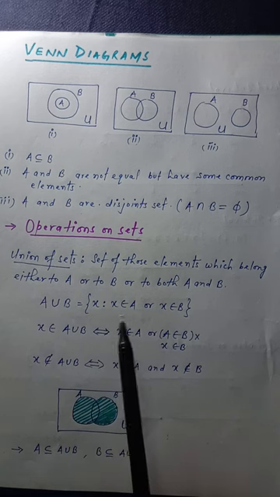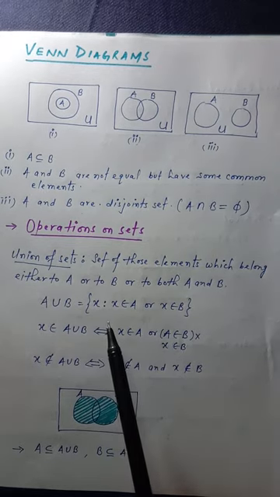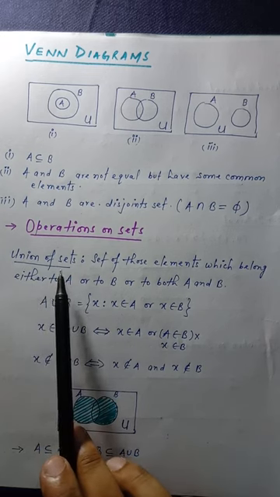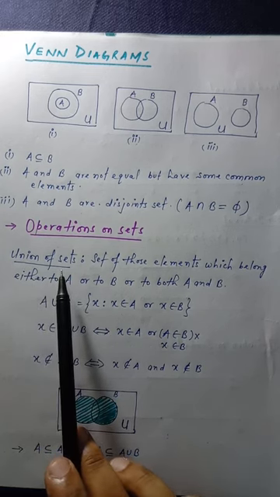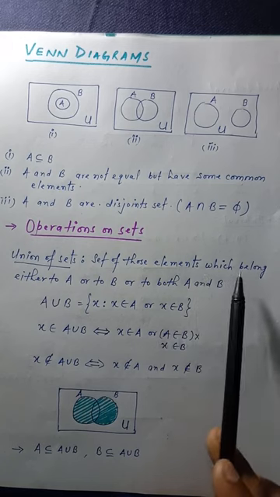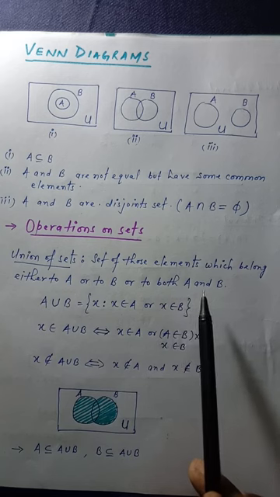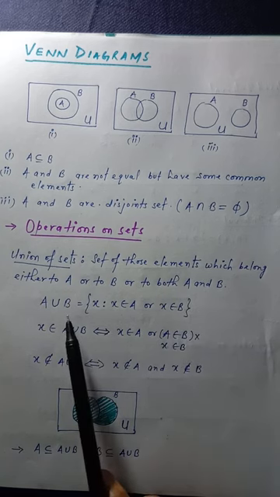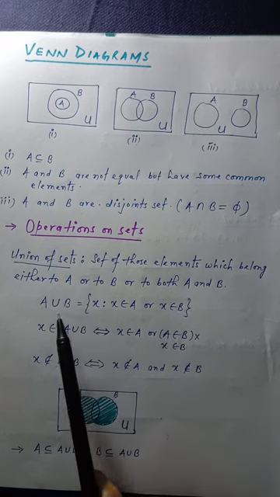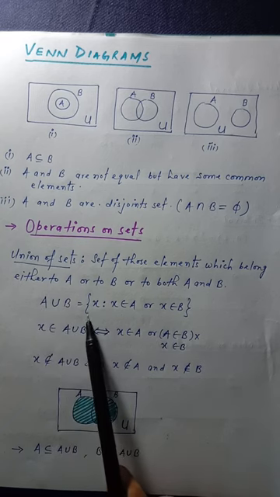Now come to the operations on sets, and we will take help of a Venn diagram here. One operation is the union of sets. As the name suggests, union means you merge both sets. So in the union of sets, we will take only those elements which belong either to A or to B or to both A and B. So A union B, because remember the union of two sets is a set which is represented by set builder form.